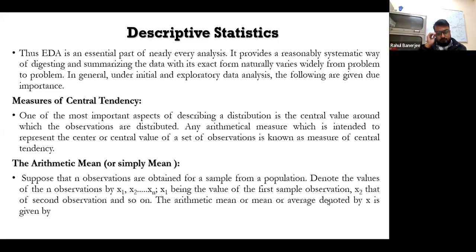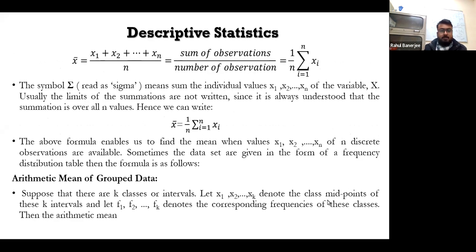Arithmetic means, very simply. Suppose n observations are obtained from a sample from a population, and suppose the values are x1, x2, up to xn. x1 is the value of the first sample, x2 the second, and so on. The arithmetic mean is nothing but the sum of all these observations divided by the total number of observations. That is the way we calculate the mean or average.